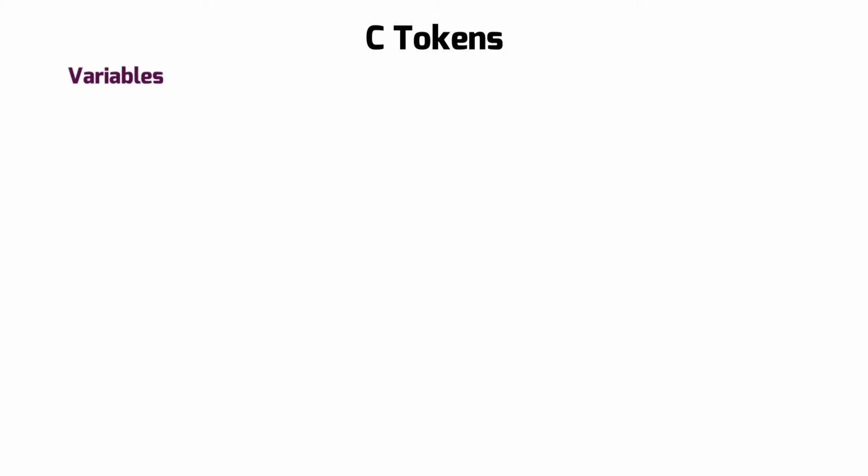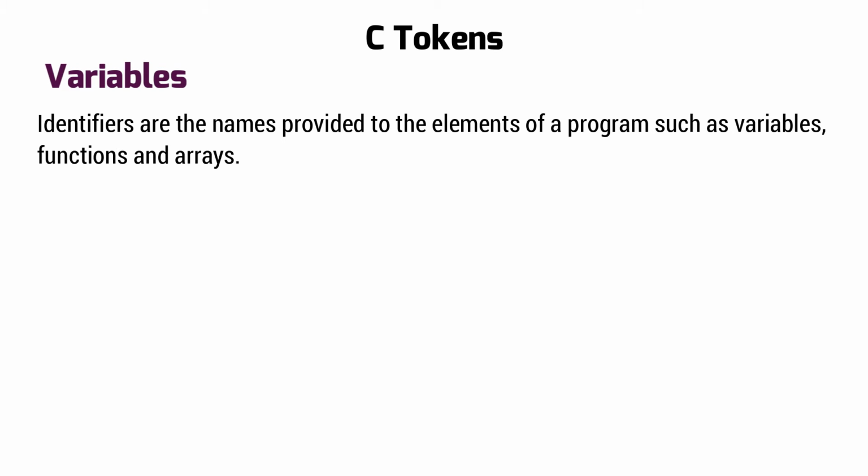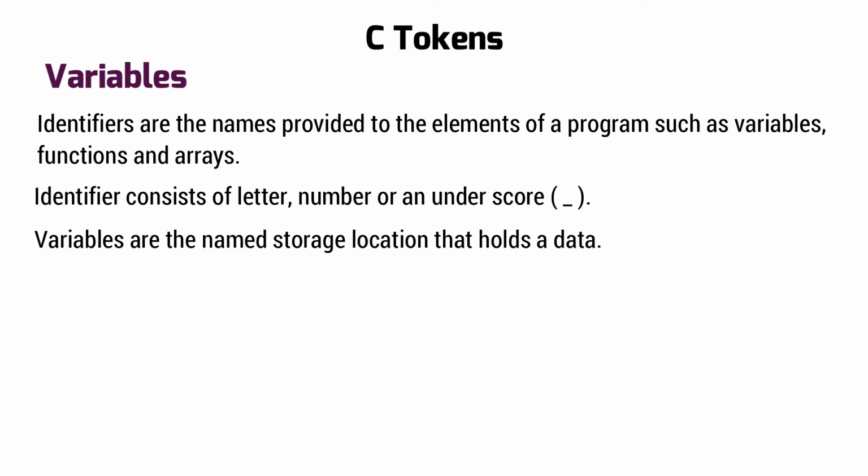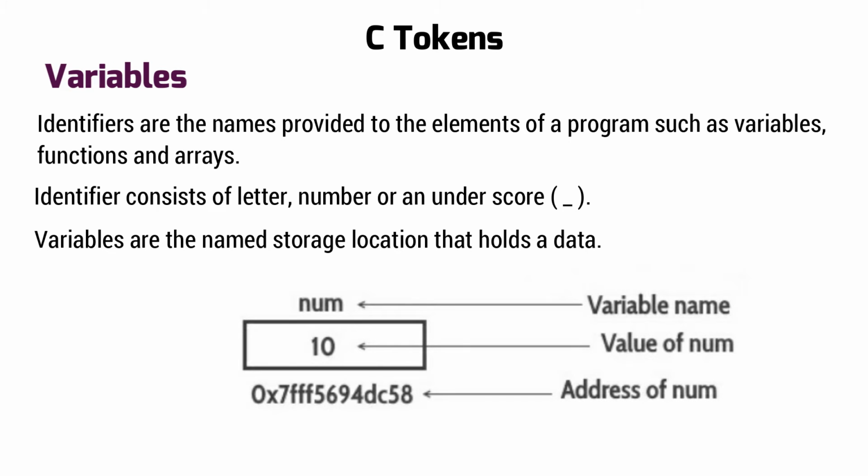Now coming to the variables. Identifiers are the names provided to the elements of a program such as variables, functions, and arrays. An identifier consists of letters, numbers, or the underscore character. Variables are the named storage locations that hold data. So variable means a name given to the memory location.